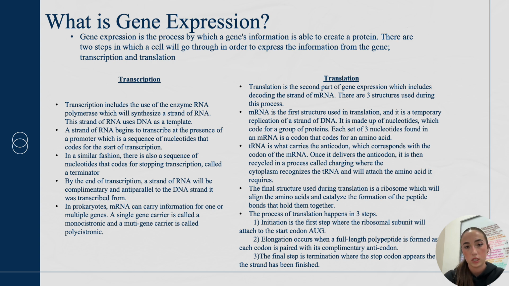The process of translation as a whole happens in three steps. Initiation is the first step, where the ribosome unit will attach to the start codon, which is AUG. Elongation is the second step, and it occurs when a full-length polypeptide is formed as each codon is paired with its complementary anticodon. And the final step is termination, where the stop codon appears and the strand has officially been finished.